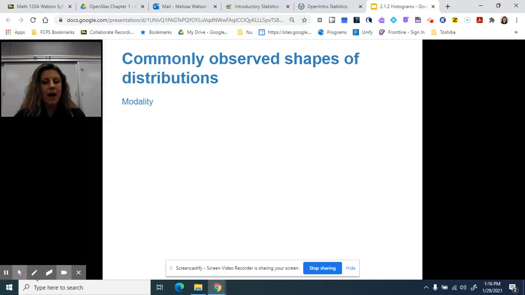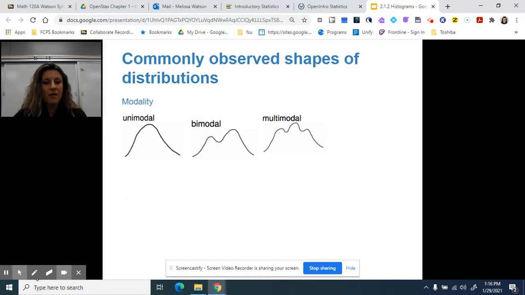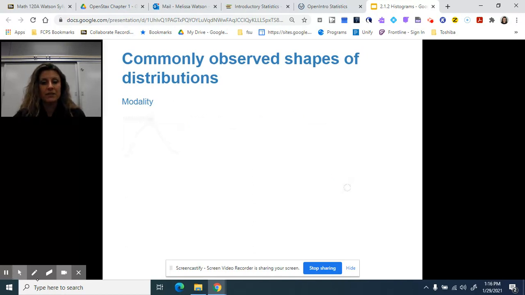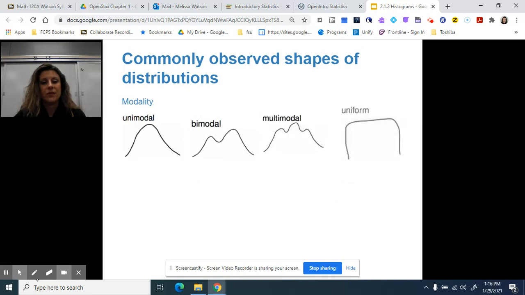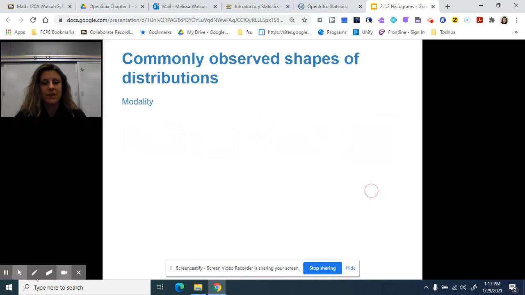Okay, we talked about our modalities. The unimodal is just a single peak. We could have 2 peaks. That would be considered bimodal. If we have more than 2, we tend to just call it multimodal. Or we have what's called a uniform distribution.